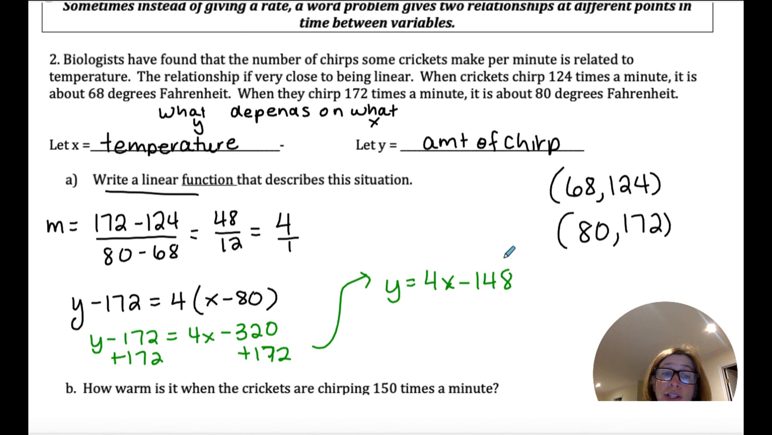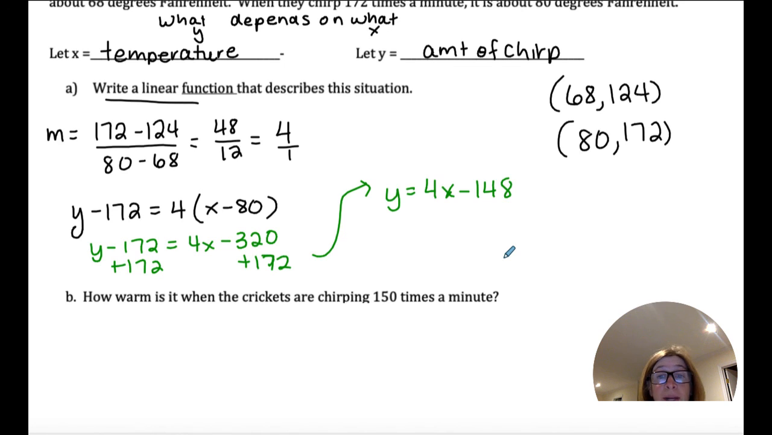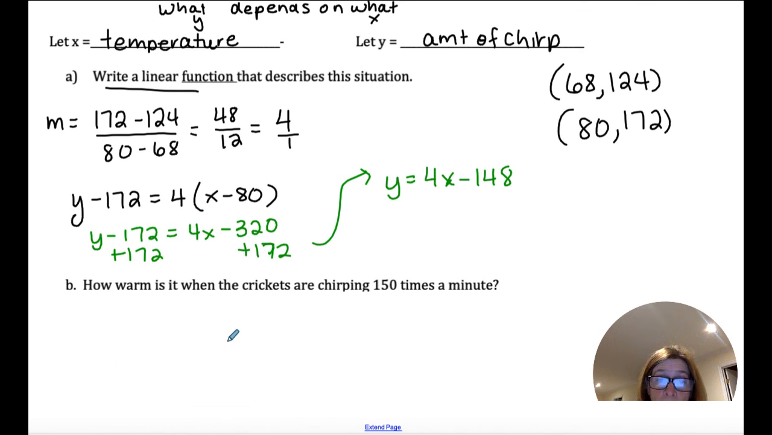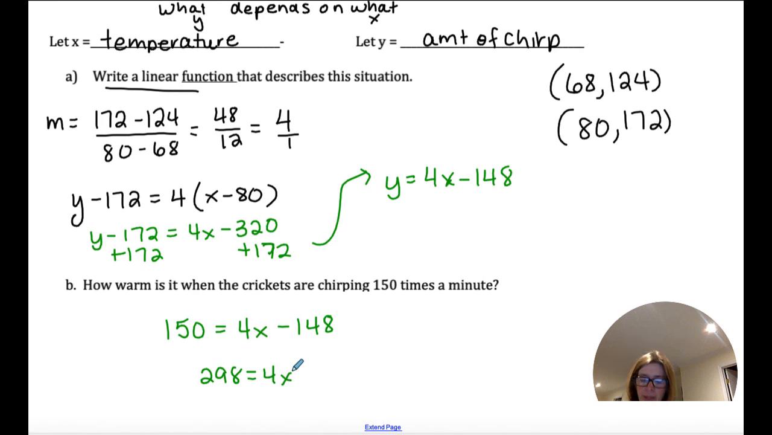All right, so now it wants us to interpret and ask a question. How warm is it when the crickets are chirping 150 times a minute? That's the y, so I'm going to set it equal to 150 and find out how warm it was. All right, so that gives me 298 equals 4x. And I'm going to divide that by 4, giving me 74.5.